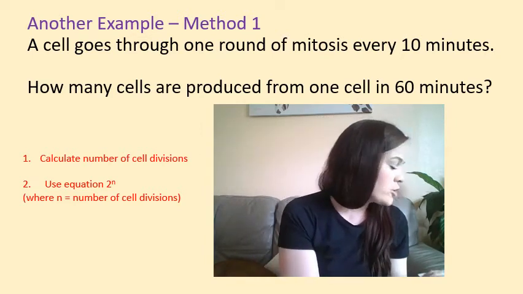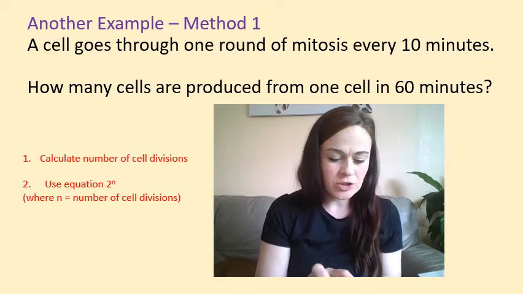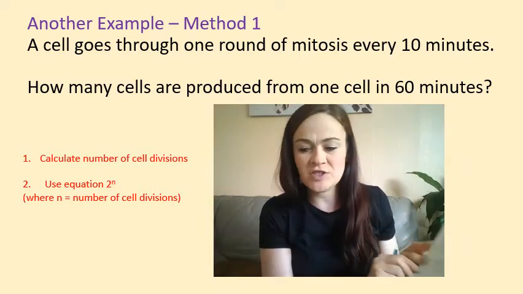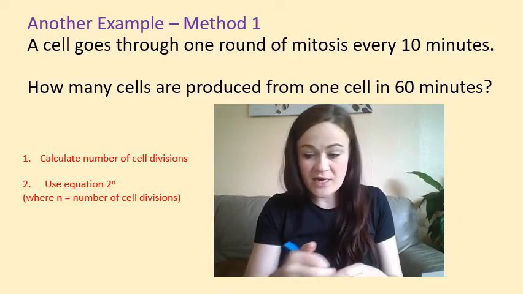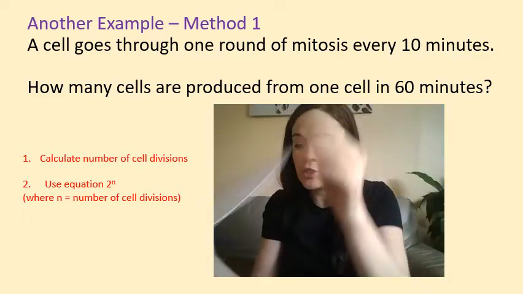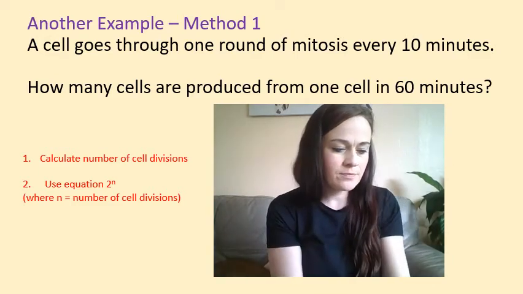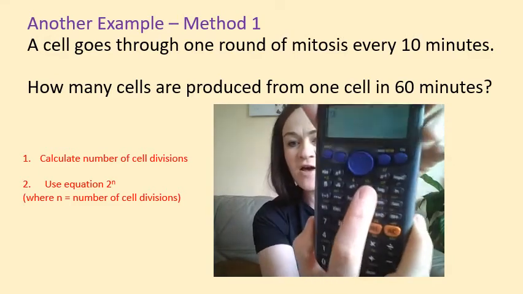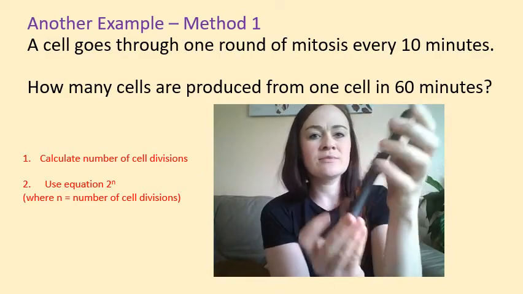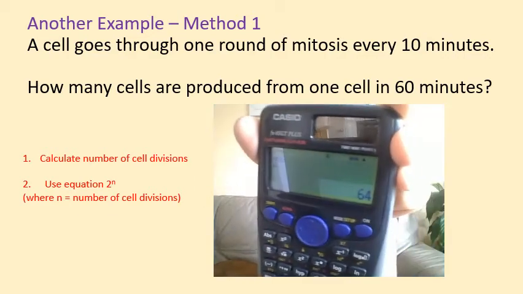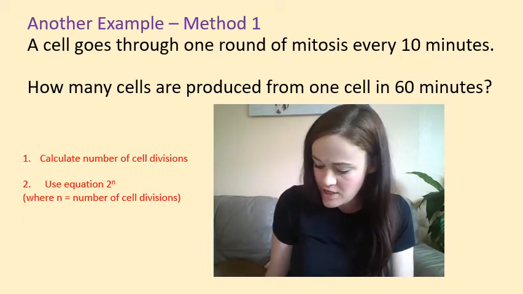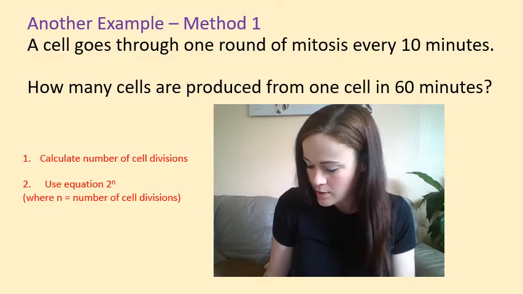So there's going to be 6 rounds of cell division. Now, we are going to be using the equation 2 to the power of n. Remember, that's step 2. 2 to the power of n, n being the number of cell divisions. So in this case, n is 6. We just worked that out. So, 2 to the power of 6. So I'm going to plug that into my calculator. Going to press number 2. Find my little x to the power button. And then there's 6, 2 to the power of 6. And we've got 64. That is our answer. 2 to the power of 6 equals 64 cells.